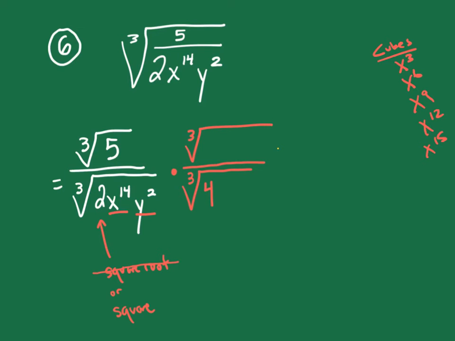X to the 14th isn't on that list, but we can get it to x to the 15th. Y to the second isn't on that list, but we can get it to y to the third. In order to get the x to the 14th to x to the 15th, we just have to multiply it by x to the first. And then we'll ultimately end up with x to the 15th, which will come out. Y to the second, if we can get it to y to the third by multiplying by y to the first, that'll make it a cube. So whatever you determine for the bottom, make sure you duplicate on the top there.